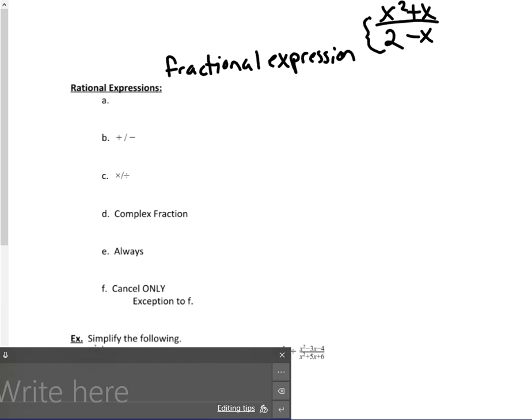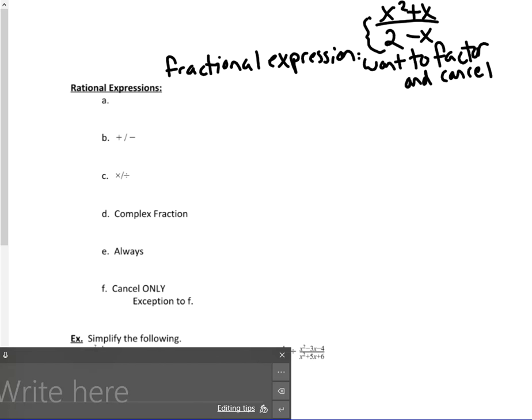What we're going to want to factor and cancel as much as possible. It's going to make the expressions look a lot simpler, and it's going to make our lives a lot easier in the end as we move on to more complex math.